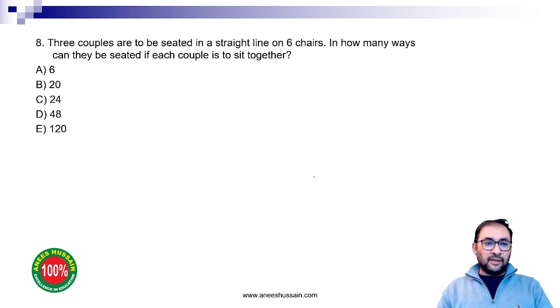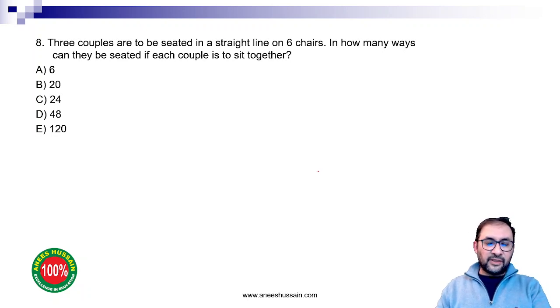Question number 8. 3 couples are to be seated in a straight line on 6 chairs. Now you know that each couple has 2 members. So you have 3 couples, that's 6 people. They are being seated in a straight line on 6 chairs. In how many ways can they be seated if each couple is to sit together?